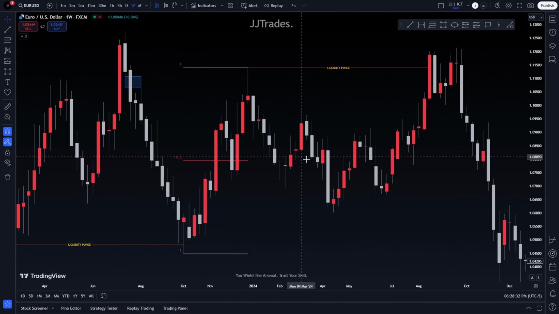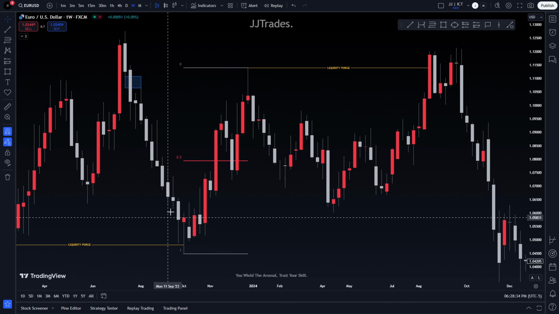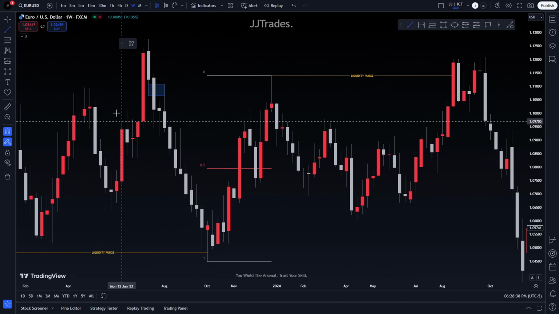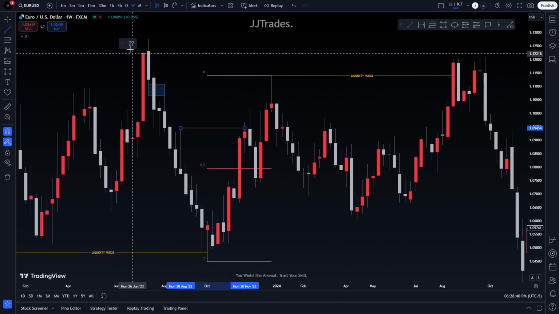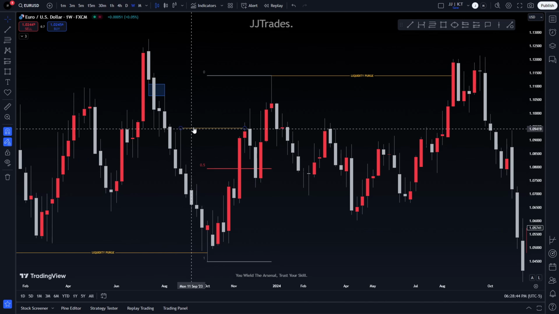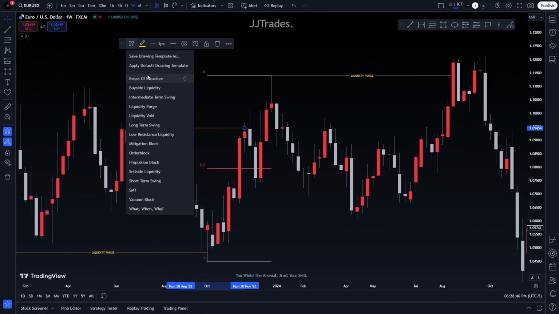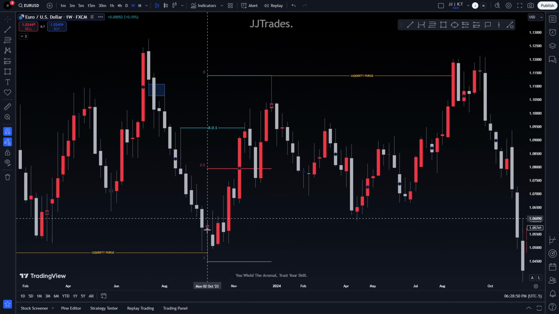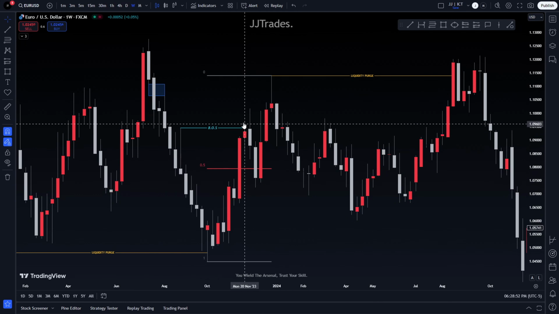So we drop lower into a discount, okay? And then we also had a market structure shift telling us that we want to go higher, or a break in market structure. Okay. Did I select it? Wait. There we go. Now I selected it. Okay. So we had a break in market structure indicating that we want to go higher.